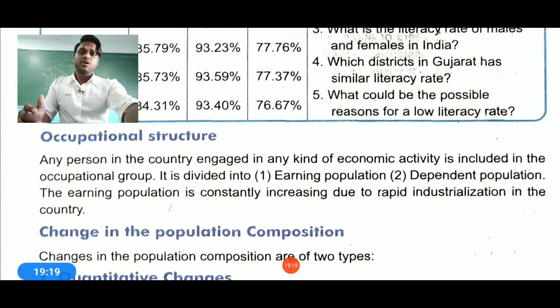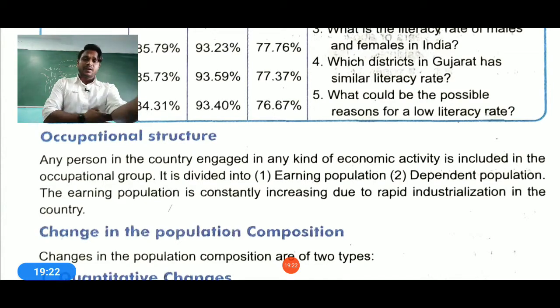Now comes the occupational structure. Look, I am dividing the people: literate people, occupied people, employed people, labor people. The occupational structure says that any person in the country engaged in any kind of economic activity which earns some money can be divided into two groups. One is the earning population group and one is the dependent population group. The earning population is constantly increasing due to rapid industrialization, and almost all the youngsters are getting jobs. But some are not getting jobs, they may be having some personal problems.